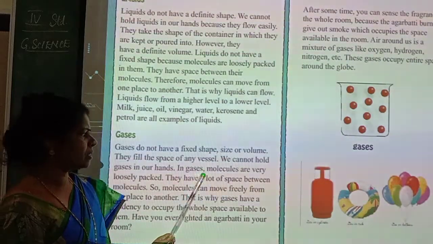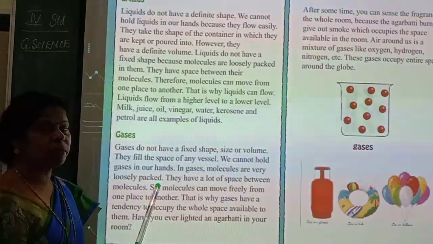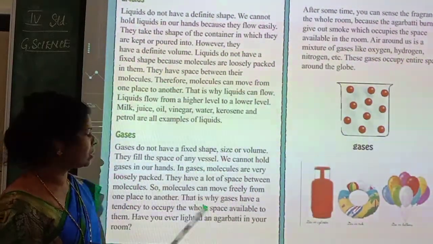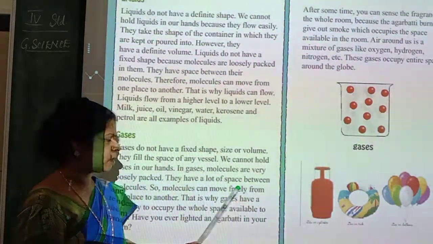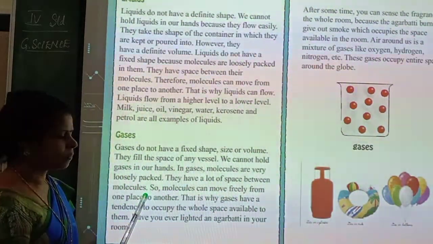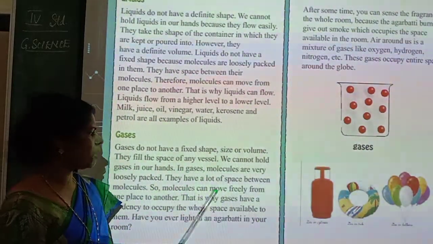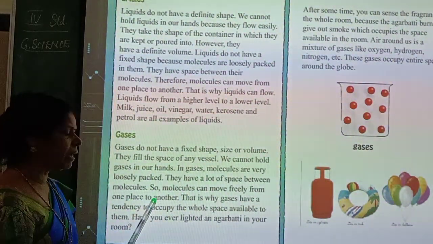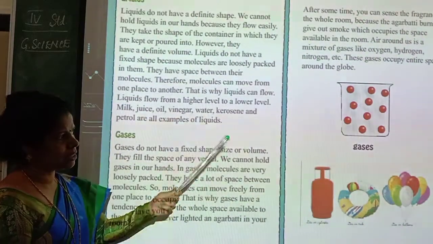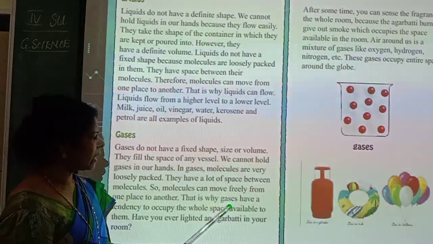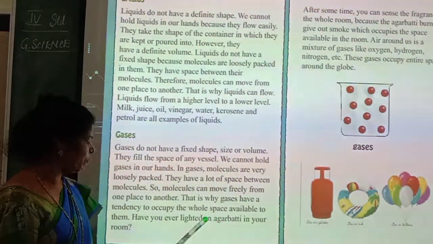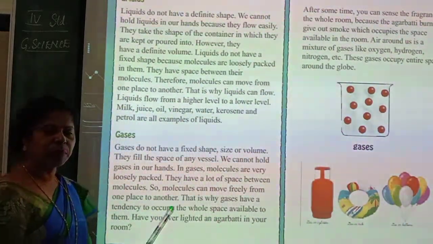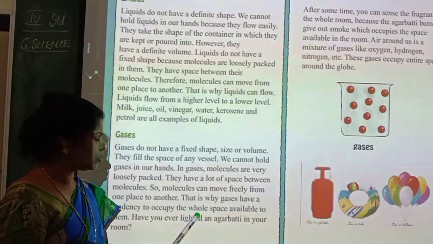In gases, molecules are very loosely packed. You can see that the molecules are very loosely packed. They have a lot of space between molecules. So molecules can move freely from one place to another. You can see that. Okay. So that is why gases have a tendency to occupy the whole space available to them. So it occupies the whole space which is available to them.